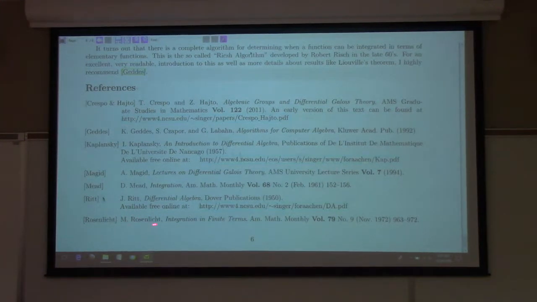And Rosenlich. He has a really nice little real analysis book, by the way. Okay, so that's differential algebra in a nutshell.